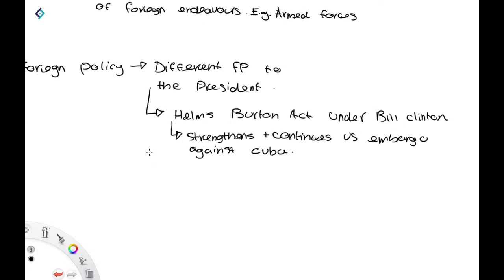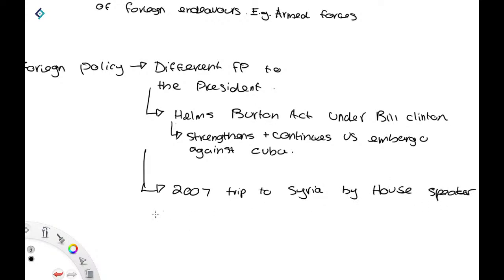We've got an even stronger case for this, and this is the 2007 trip to Syria by then House Speaker, and today House Speaker, Nancy Pelosi. Nancy Pelosi was heavily criticised for her trip to Syria because it went almost against the foreign policy decision of the president at the time, who was George W. Bush. I'm going to link an article here. And the Helms-Burton Act also ran almost contradictory to foreign policy decisions made under the Clinton administration.